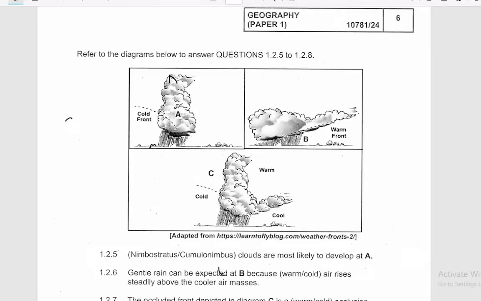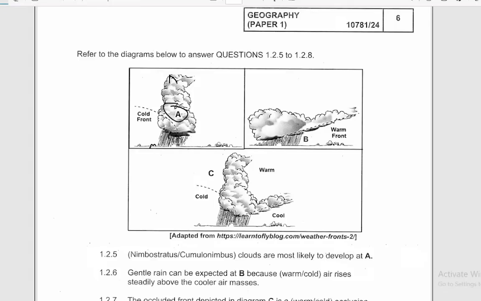Right, the first question is saying nimbostratus or cumulonimbus clouds are most likely to develop at A. We've answered that. The correct response is the cumulonimbus, according to the description that we have given, which is at A. It's a towering one. It's a tall cloud.